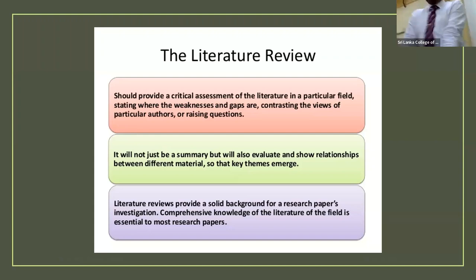The literature review should provide a critical assessment of the literature in a particular field, stating where the weaknesses and gaps are, contrasting the views of particular authors or raising questions. A lot of us write literature reviews going from one paper to the other, saying this paper said this, but actually a literature review should be a critical analysis of all literature. A lot of us don't know how to do that, and that is where we fall into trouble.